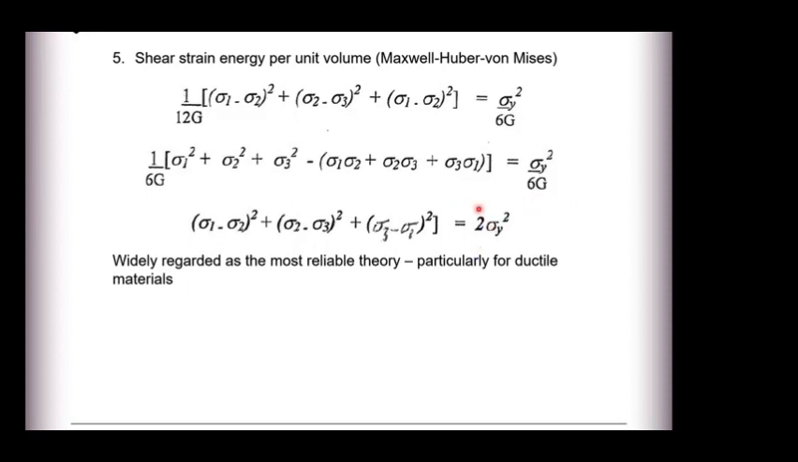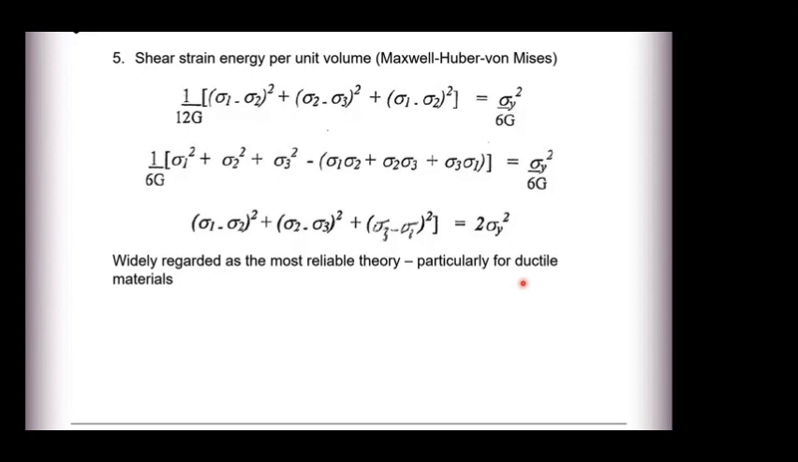yield stress of the material. And when we get to this value here, that's when we're likely to see failure. Okay, and like I say, that's widely regarded as the most reliable failure theory, particularly for ductile materials. So if you're dealing with a ductile material, most of the time, in most scenarios, you would be dealing with steels or aluminiums or something like that, pretty ductile materials. It's reasonable actually to use von Mises failure theory because it's been shown to be pretty good for ductile materials.